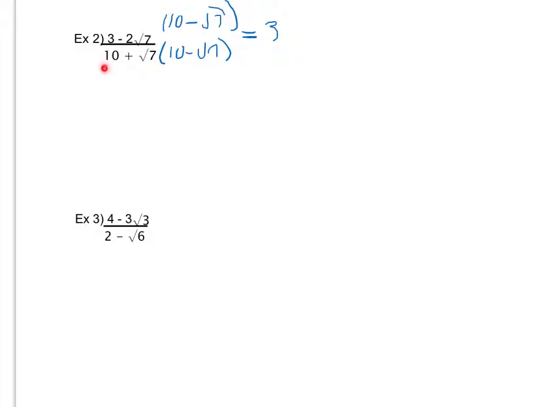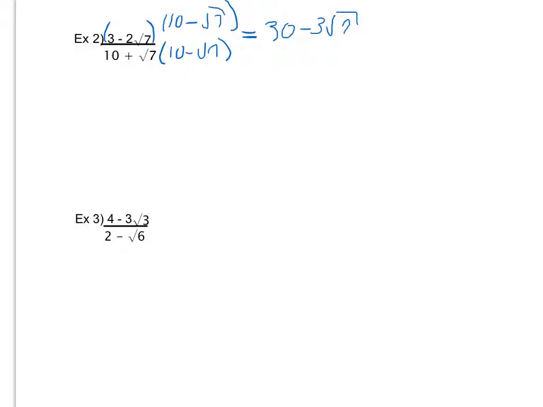I saw that I had 10 plus the square root of 7 on the bottom, so I noticed I'm going to have to multiply the bottom by the conjugate, which is 10 minus the square root of 7, which means I'll also have to multiply the top by 10 minus the square root of 7. So going ahead and multiplying the whole top, 3 times 10 is 30. 3 times the minus square root of 7 is minus 3 square root of 7.